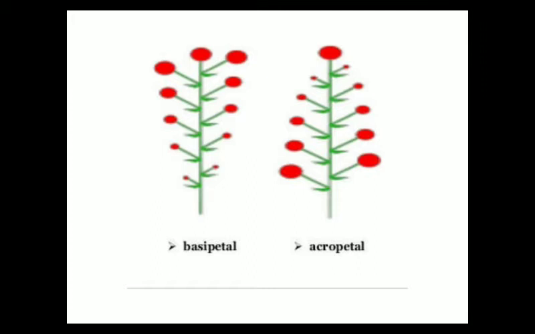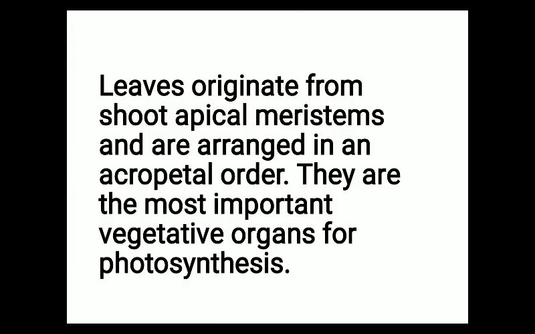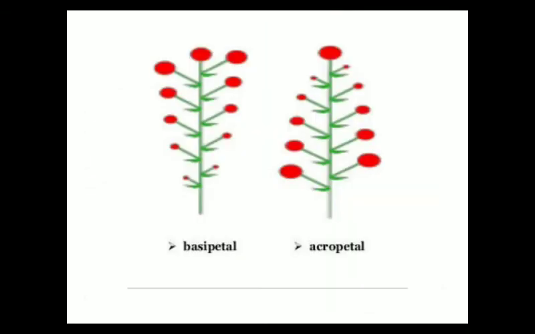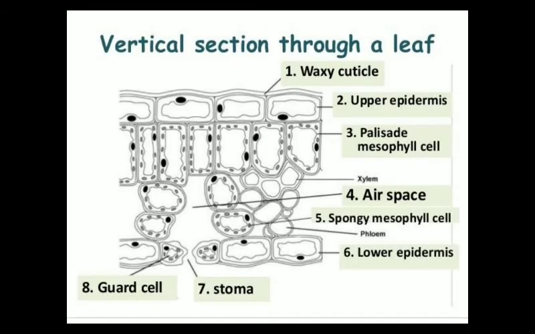Now, the third important point given here is that leaves are the most important vegetative organs for photosynthesis. Try to recall the transverse section of a leaf. We all know that the process of photosynthesis takes place in the leaf, but in which part of the leaf does it take place? This diagram was also given in your class 10 book. If we cut the vertical section of a leaf, then we will observe this structure.